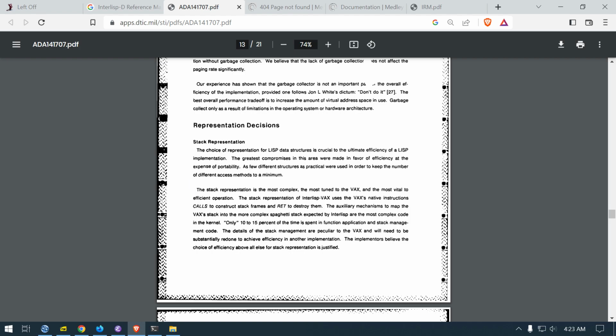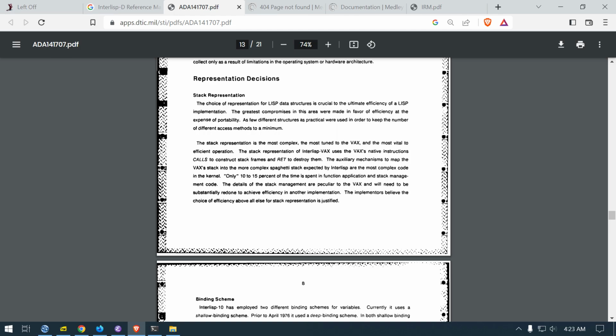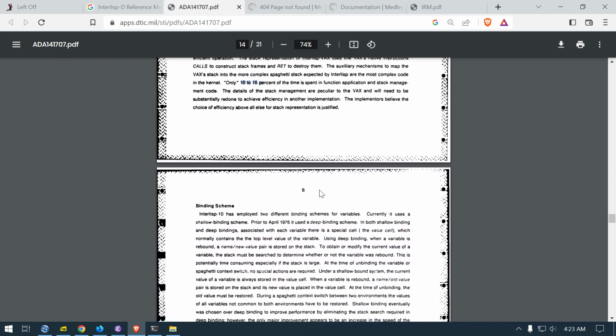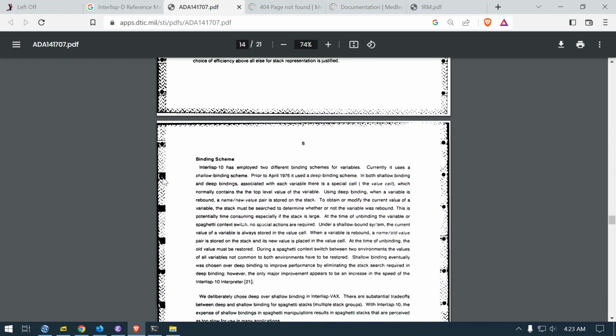And then the stack representation, the stuff they had to go through right here, and then a call. So now it's 10 to 15% of the time of function application and stack management code. So 10 to 15% of the time when they're running this has to do with stack manipulation, basically, and they want to improve that for efficiency. And then right here, Interlisp 10, I want to say, was using shallow binding, yeah.